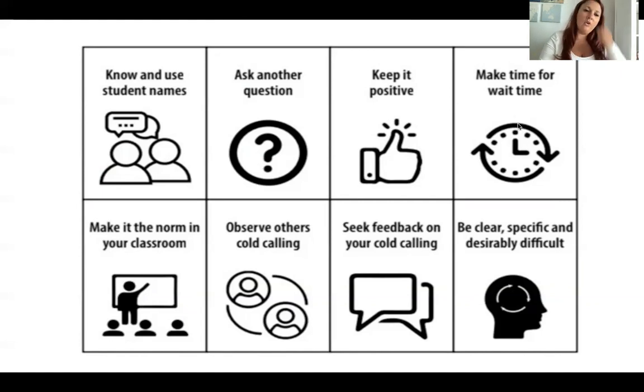And the more that we make it the norm in the classroom, this is the same with retrieval practice, the more low stakes it becomes. And it just is part of a classroom routine.